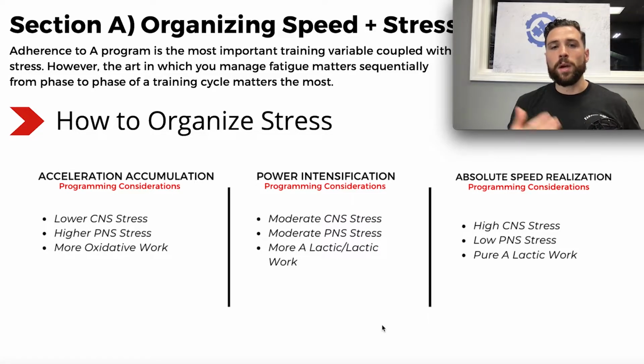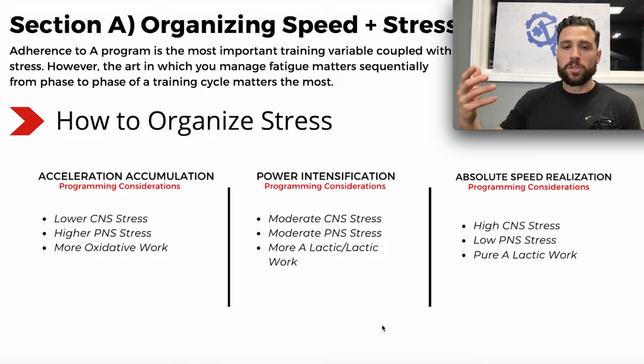So the key takeaway for this lecture is knowing that in earlier phases, you can handle more volume, you can handle greater ranges of motion, and you're going to need the oxidative work to help recover between those bouts of sprinting sessions. In power intensification, I begin to build upon my acceleration. It's becoming more stressful. I'm going to experience less PNS fatigue, but I'm going to be in better shape because I have greater work capacity developed in my earlier phases.